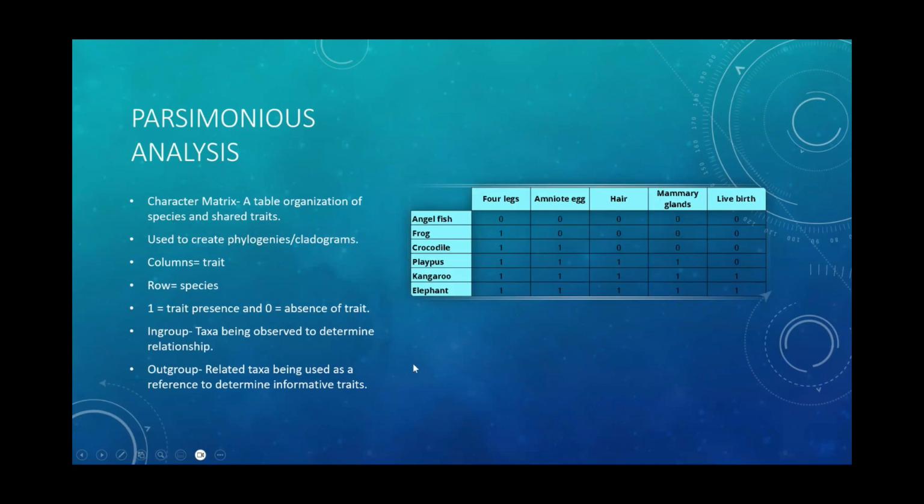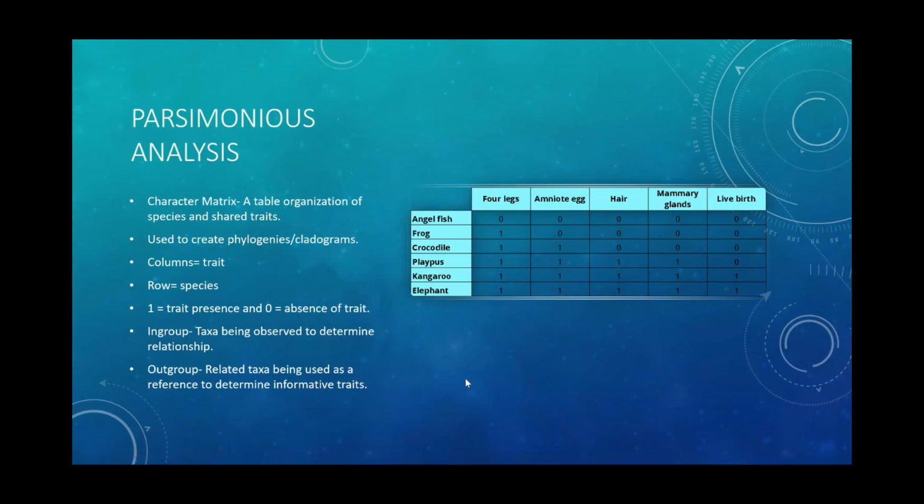Continued. A character matrix is a table organizing species and shared traits. You have the traits up at the top and the species down the side. The columns are traits and the rows are species. A 1 means that the trait is present, and a 0 means the trait is absent. And this helps us determine in-groups and out-groups.